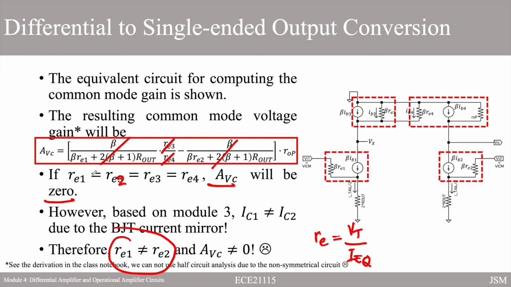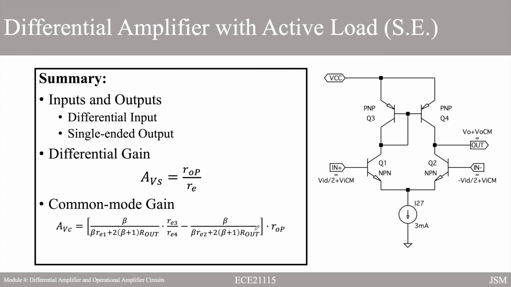However, yung mga values na yan, RE1, RE2, saka RE3 and RE4, yung values nila almost magkaparehas lang. Okay? Siguro may deviation ng, let's say, 1 or 2%. Okay? So, ibig sabihin, yung ating common mode voltage gain, hindi nga siya 0, pero it is very close to 0 po. Okay?